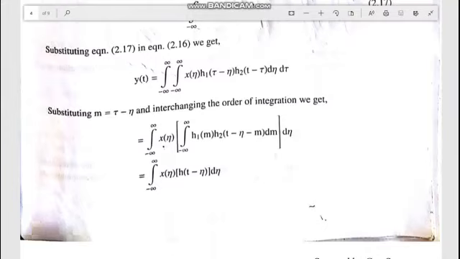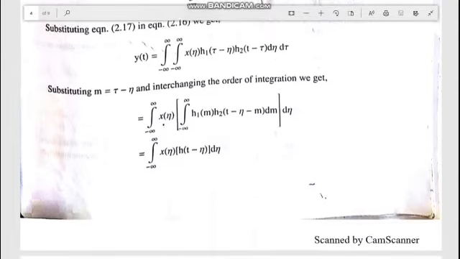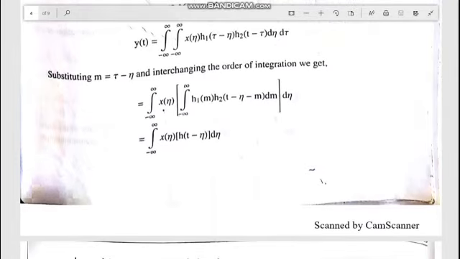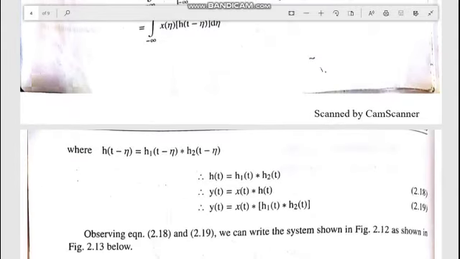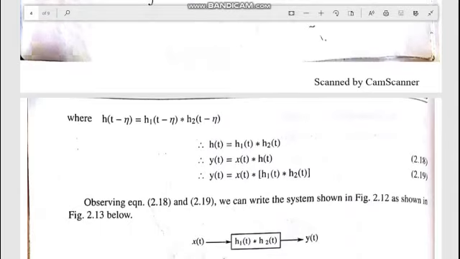What is this? That is nothing but t minus tau, where tau is nothing but m minus eta. It is written as dm into d eta. So the above equation is x of n, and this total term is taken as h of t minus eta into d eta, where h of t minus eta is equal to h1 of t minus eta convoluted with h2 of t minus eta. So h of t is equal to h1 of t convoluted with h2 of t.